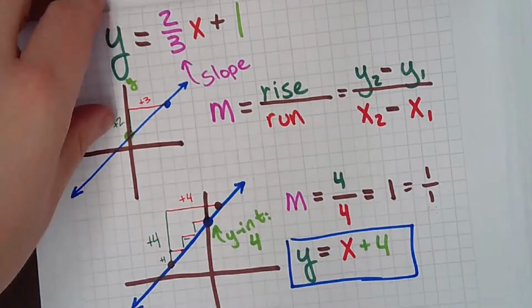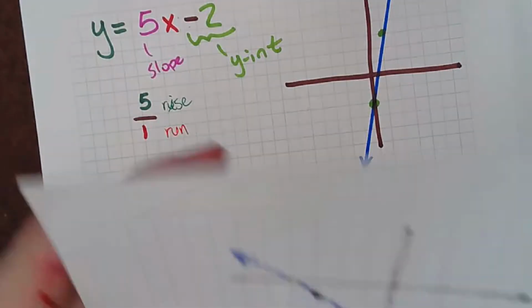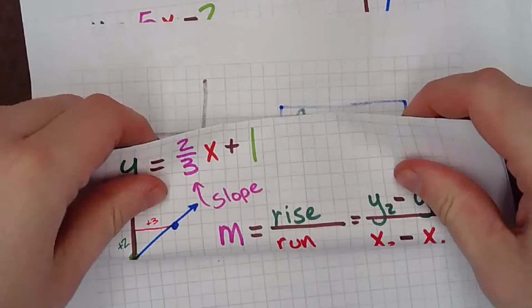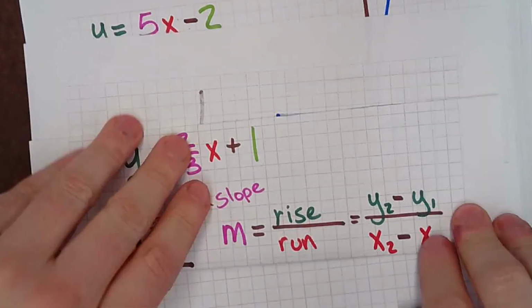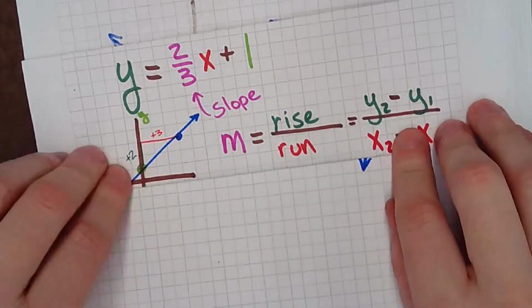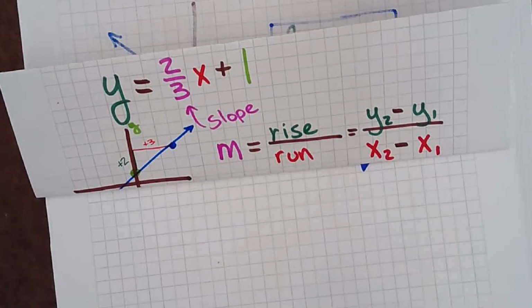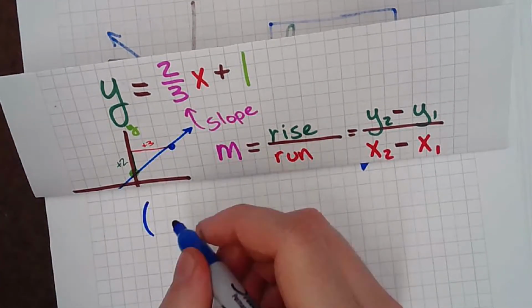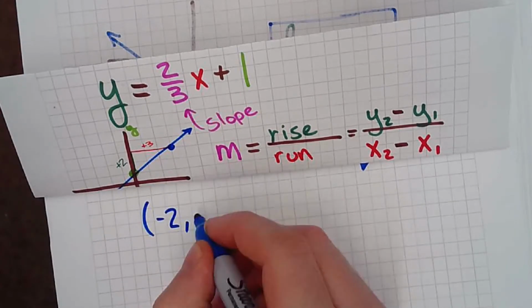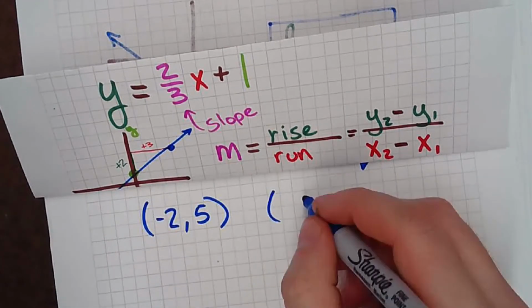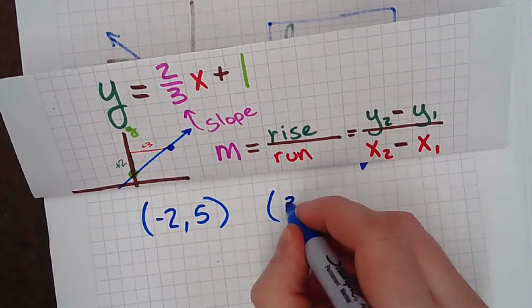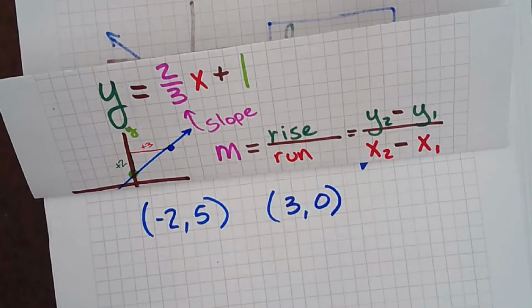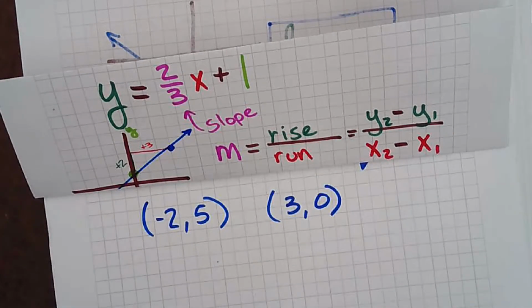Now, what if they don't give you a graph? What if instead they give you just 2 points? And you don't have nice graph paper like I have right now. I'm going to keep that formula right there for us to look at. What if they just give you 2 points, (-2, 5) and (3, 0), and I want to find the slope between those 2 points? Well, we can do that. The slope formula allows us to.